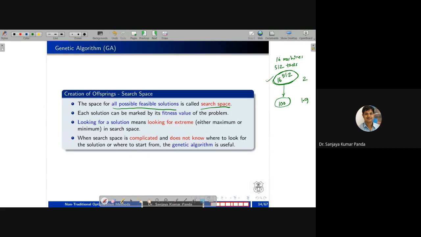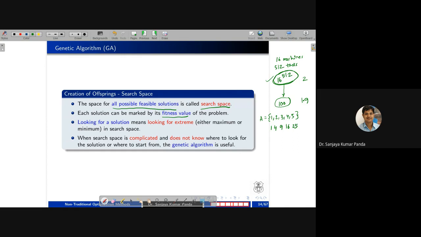For that, each solution can be marked with a fitness value. Suppose I am taking 100 different population. For each population or each solution, we have a fitness value. Like I have taken a set A with 5 elements: 1, 2, 3, 4, 5. If I take the first value, my fitness value is 1. Second value, let's say square, means it is 4. Third value, 3 square is 9. This is 16. This is 25. These are nothing but the fitness values.